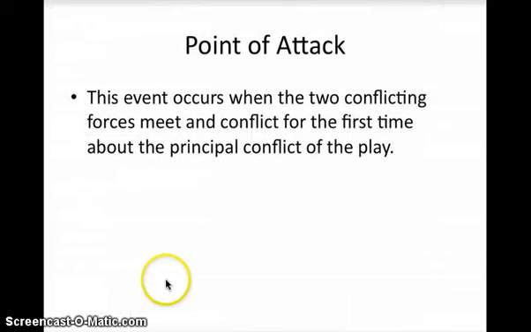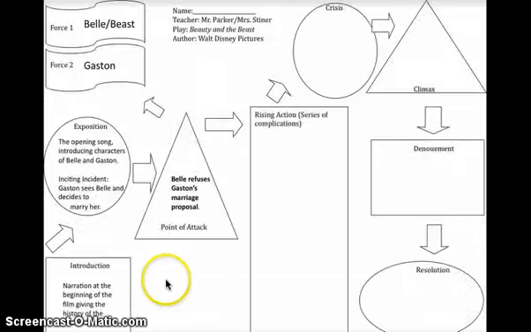The point of attack is an event that occurs when the two conflicting forces meet and conflict for the first time about the principal conflict of the play. The principal conflict in Beauty and the Beast is that Gaston wants to marry Belle, but she does not want to marry him. So Belle refuses Gaston's marriage proposal, is the point of attack. Let's take a quick look at a clip from the movie.